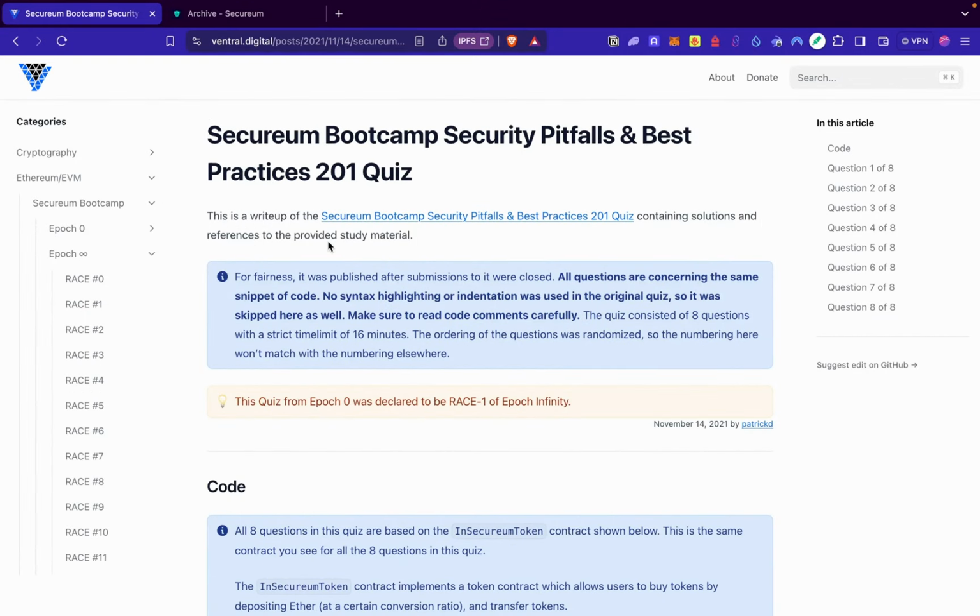Hi everyone. Today we'll be doing the Race 1 from the Infinity Epoch by Secureum Bootcamp. Thanks to Patrick for putting together this website. And now we'll move ahead to the code.